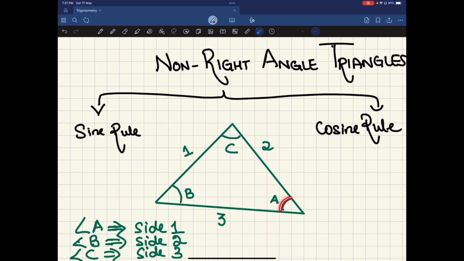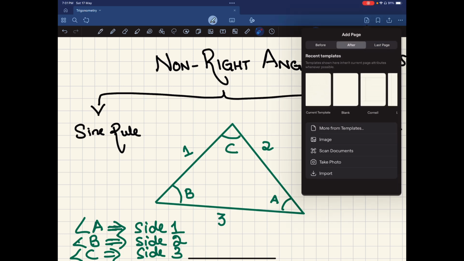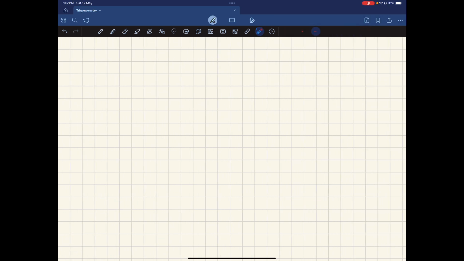Okay, so just like we used to find the perpendicular, the length opposite to the angle was the perpendicular. Similarly, the length opposite to the given angle is the partner, the angle side pair. So A and 1 are partners, B and 2 are partners, angle C and 3 are partners. Okay, so I hope this is clear, and now let's get on with the sine rule.